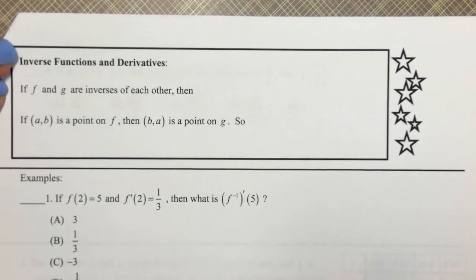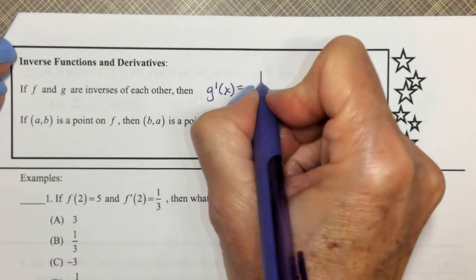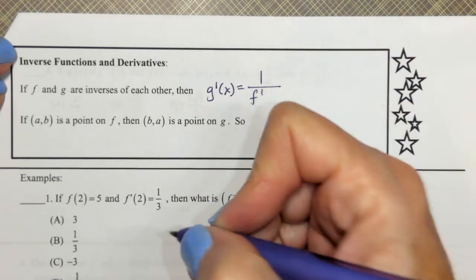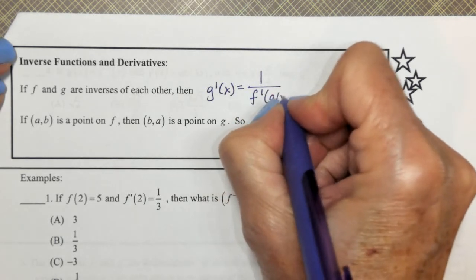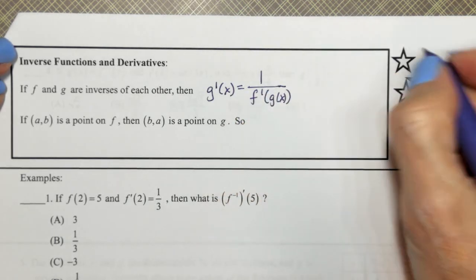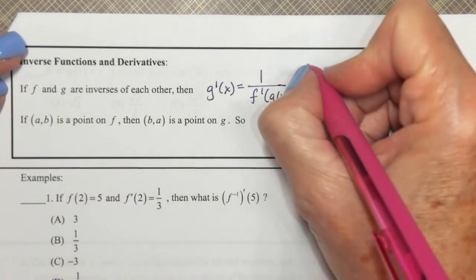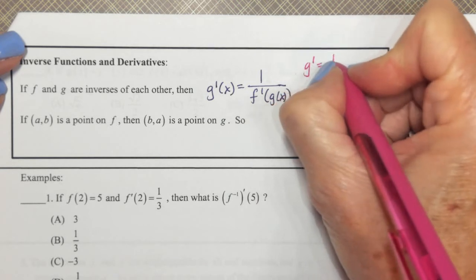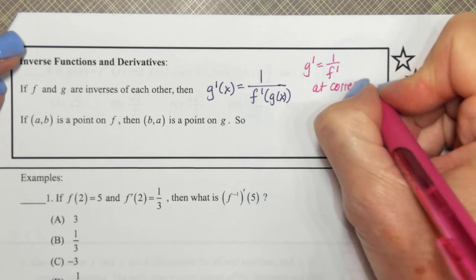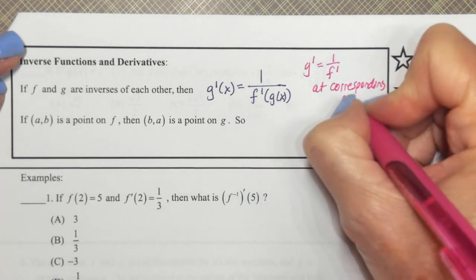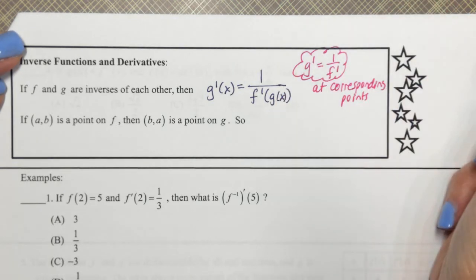If F and G are inverses of each other, then G prime of X must be 1 over F prime at its X value. Now its X value would be G of X. Here's what I like to think of this as. It makes it a little bit easier for kids to understand. G prime is equal to 1 over F prime at corresponding points. That's your go-to right there.